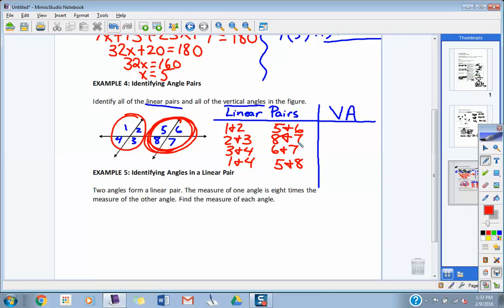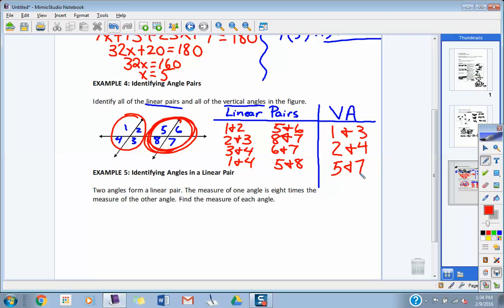Okay? Then, they also want us to identify pairs of vertical angles. Angles right across from each other. I'm going to start with the first angle. I'm going to go 1. What's vertical of 1? 3. 1 and 3 are vertical angles. In that set, also, what else are vertical of each other? 2 and 4. So we've accounted for everything there. How about this second set over here? What's vertical? 5 and 7. And then finally, 6 and 8.